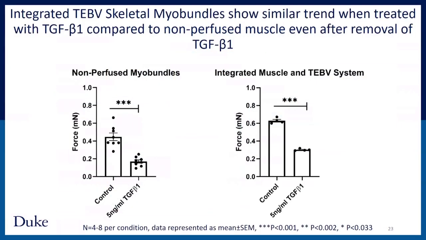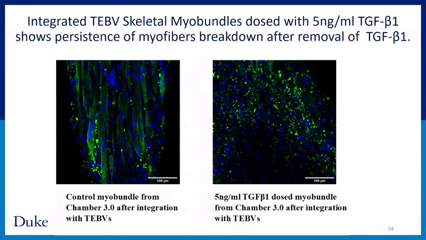So we first look at the muscle, and we found that with the integration system, we see a very similar effect of the TGF-beta treatment. It reduced the force compared to the controls. And even though we withdrew the TGF-beta for 4 days from the system, we see that this effect on the myo bundles persists even with the withdrawal of the TGF-beta.